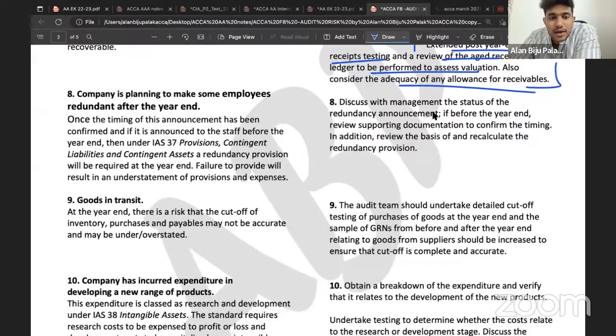Now, whenever the scenario mentions a probable future cash outflow, maybe in the case of a redundancy, or it may be mentioned in the scenario that the company is having a legal claim against them.